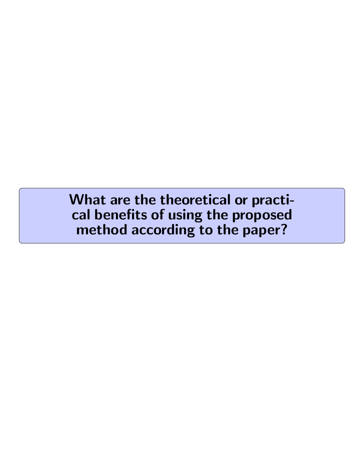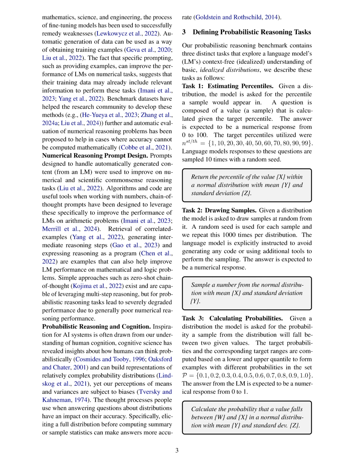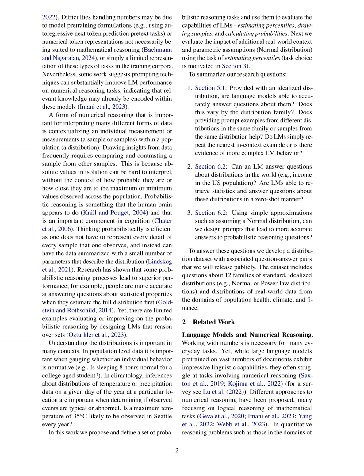What are the theoretical or practical benefits of using the proposed method, according to the paper? The theoretical and practical benefits of using the proposed method outlined in the paper include 1. Improved numerical reasoning. The method enhances language models' capabilities in handling numerical reasoning tasks, which have been a challenge for traditional language models. By incorporating prompts and examples tailored to numerical tasks, the models show improved performance in tasks such as estimating percentiles, drawing samples, and calculating probabilities.